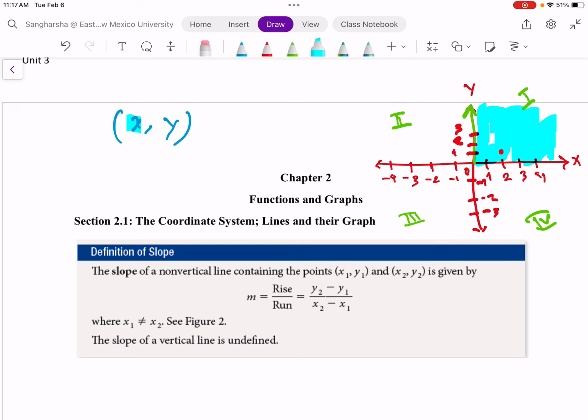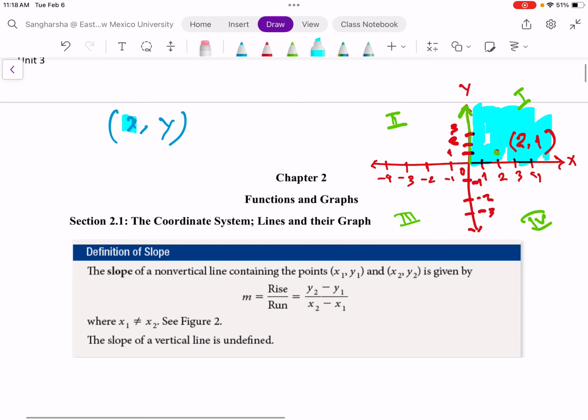Now for this point, can you tell me what the x coordinate and y coordinate are? (2, 1). So you said (2, 1) is the coordinate for this point. Now what is 2 here, and what is 1 for this point? x is 2, y is 1. Now what does that mean? What does it tell about this point? So we have (2, 1) as the coordinate of a point. What does this coordinate tell us about the point?